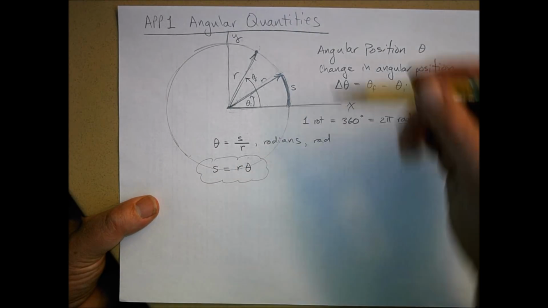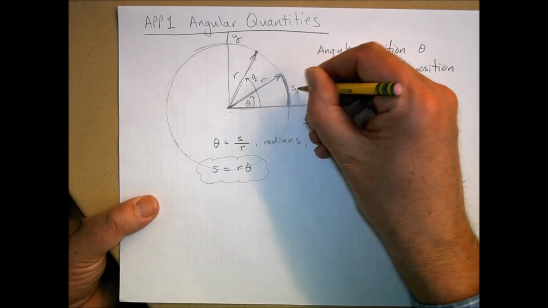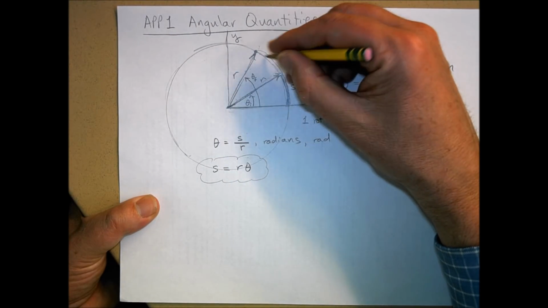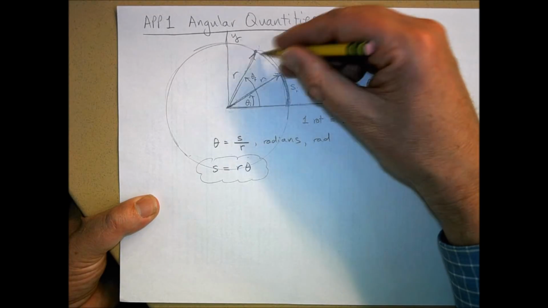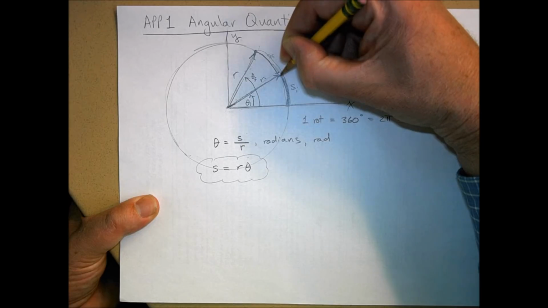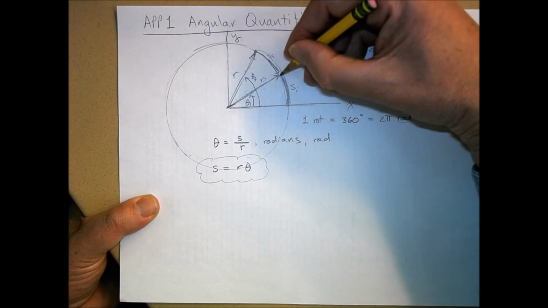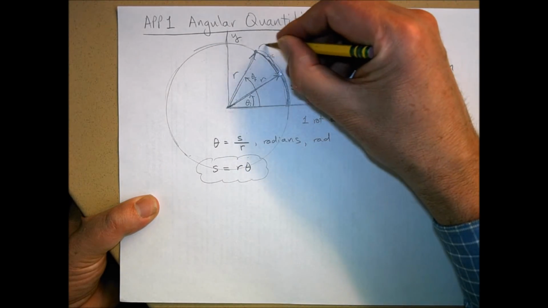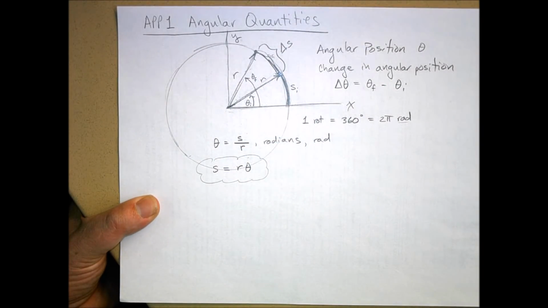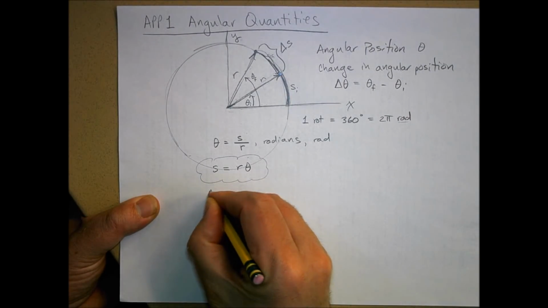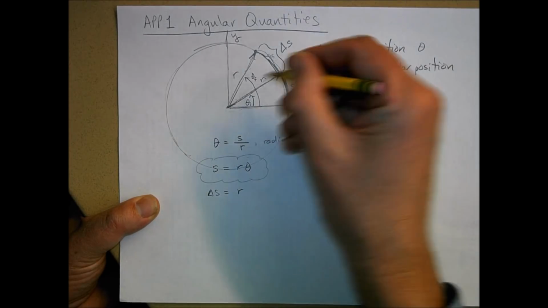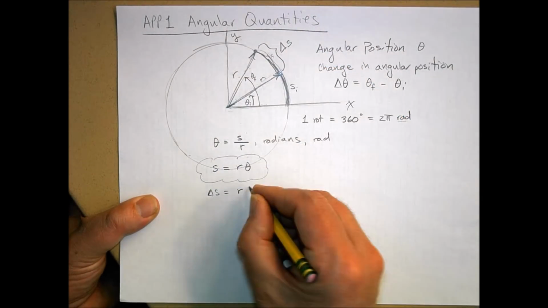Now notice something here. Like this was S initial, and then here's all the way out to here, that'd be S final. If I go S final minus S initial, I get delta S, right? Delta S is the arc length from here out to here. So I'll call that delta S. And so delta S is equal to R times, well, from here to here, that's delta theta.